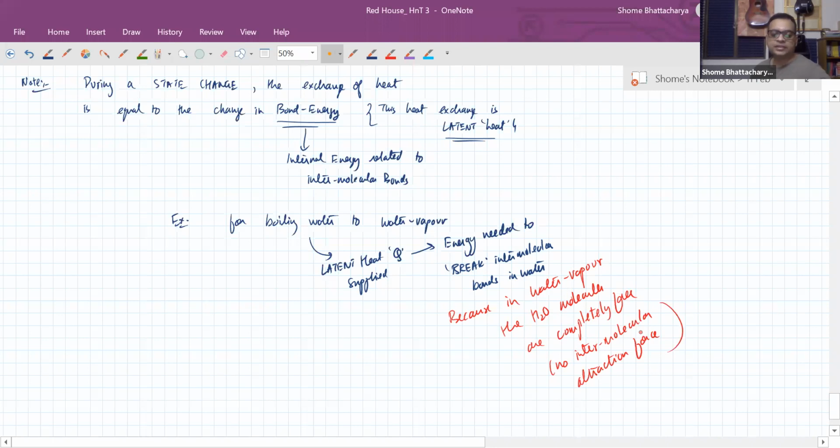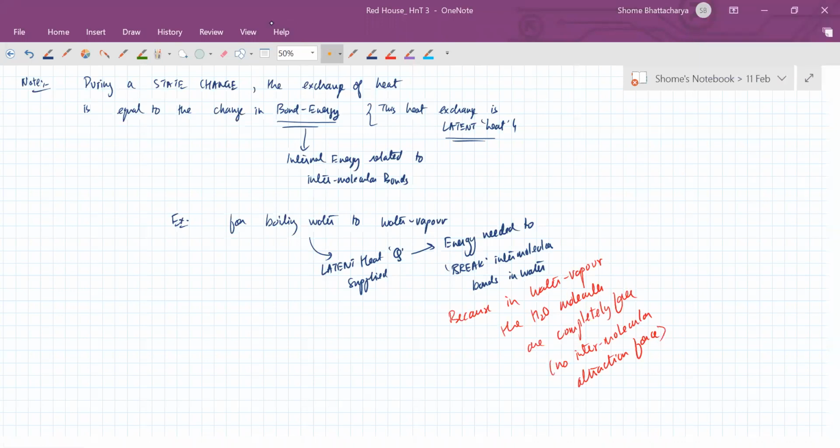That is the theoretical explanation of why during a state change there is no temperature change occurring, because the heat supplied is basically latent heat. So it is concerned with the rearrangement of intermolecular bonds, and it is not concerned with changing the value of kinetic energy of the molecules. So there is no observed change in temperature, because temperature has to do with kinetic energy of the molecules.